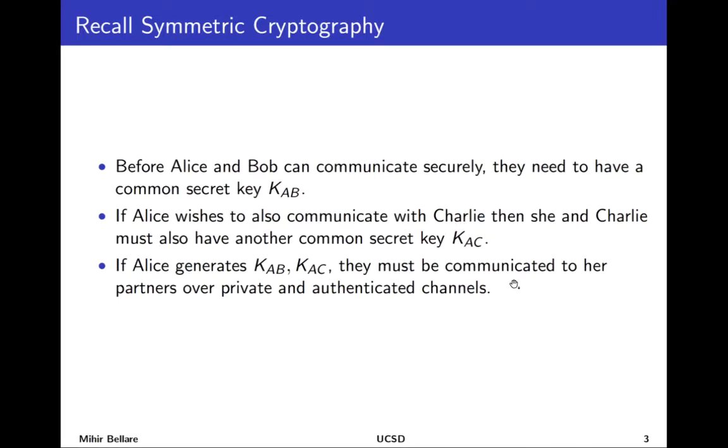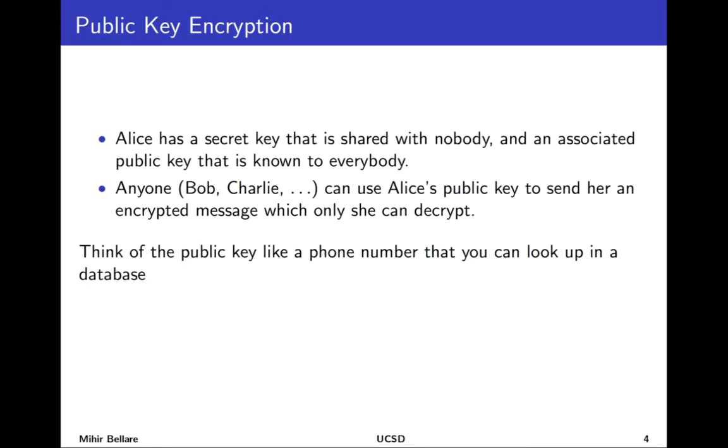Also consider the effort required to acquire such keys. If Alice generated them, she must find some way to communicate them to her partners over private and authenticated channels. It's these kinds of problems that in the early 70s motivated the introduction of public key crypto. People wanted to simplify key distribution and simplify usage. And here's what they effectively dreamed about.